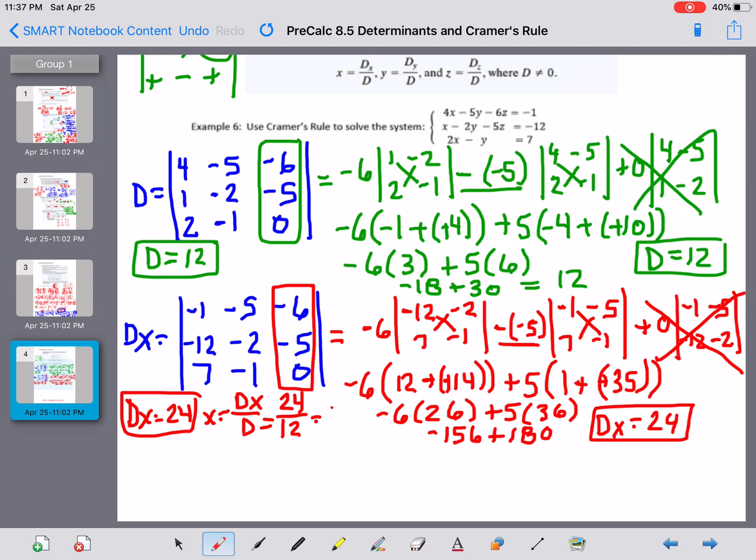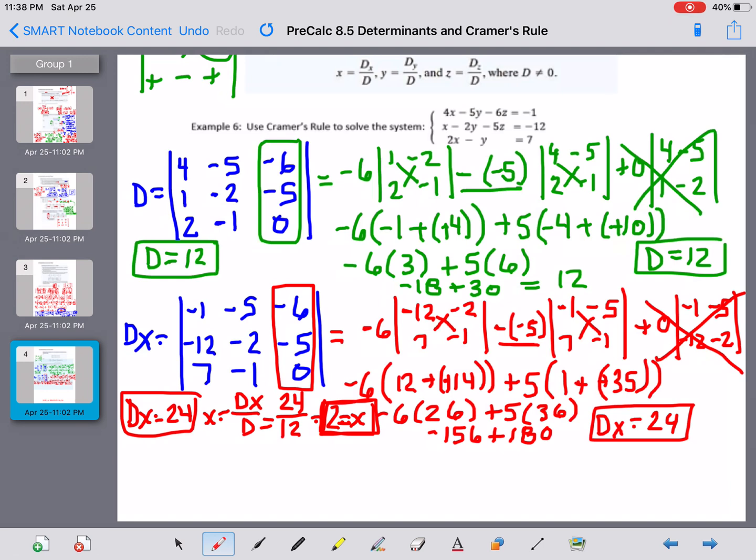Now, will every answer be a whole number? No. But I do want to stress to you, I'm going to be honest, if I'm choosing one of these for a test or quiz, I'm going to try to use cleaner numbers. So if you're not getting a whole number, go check your determinants and see if you made a mistake somewhere.